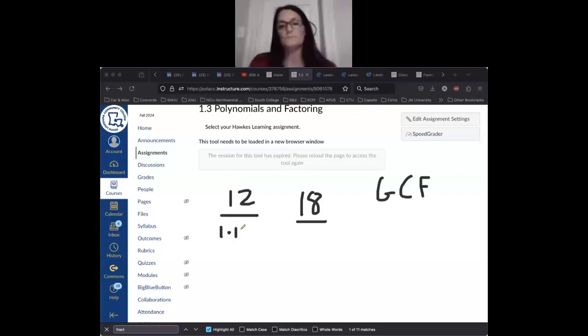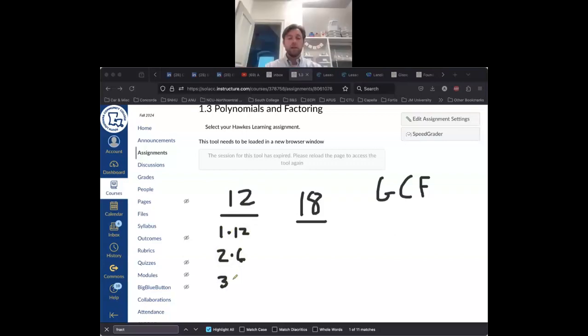We already listed out the factors of 12: 1 times 12, 2 times 6, and then 3 times 4. And when you think of GCF, go ahead and stick with the positives. I'll tell you when the negatives come back into play. Let's do the same thing with 18. What are the pairs of factors?